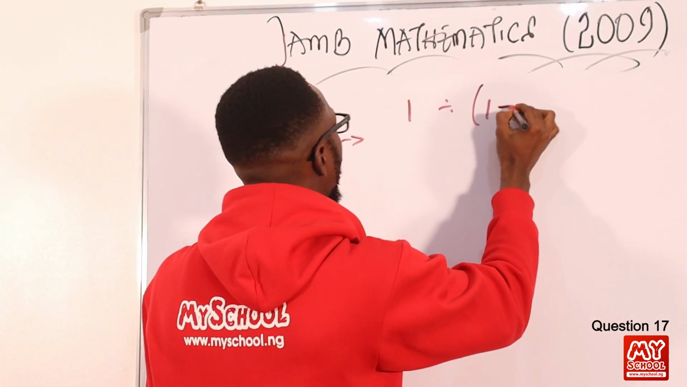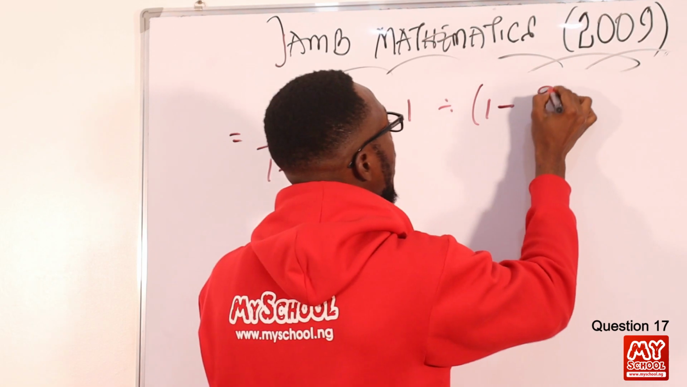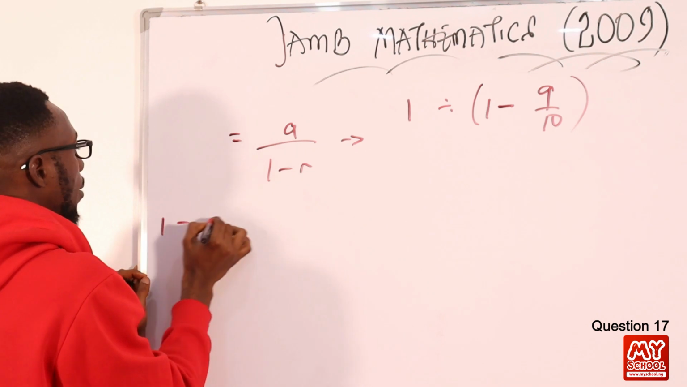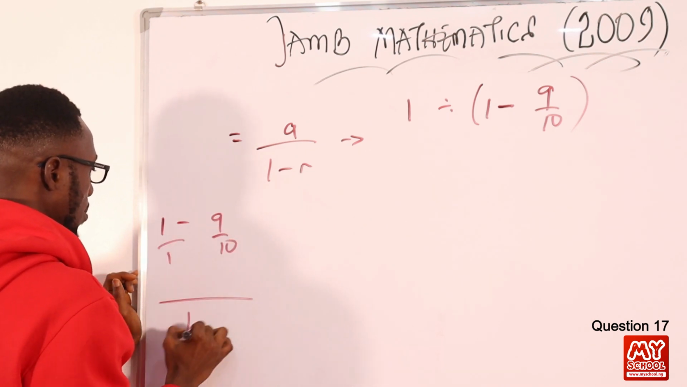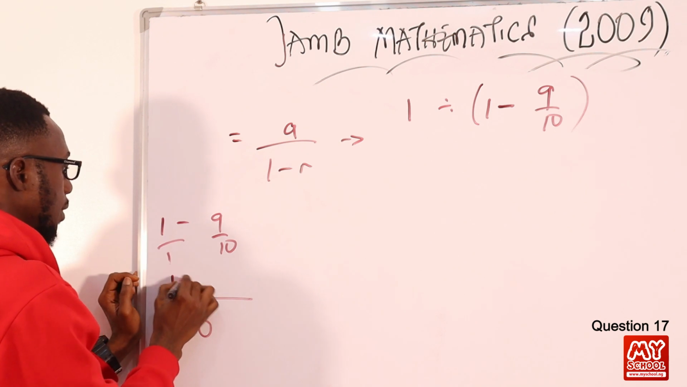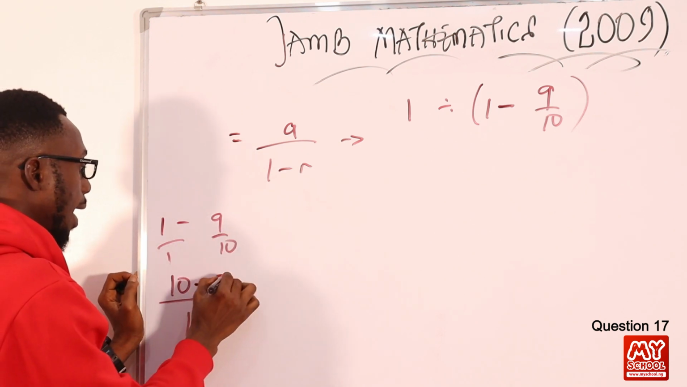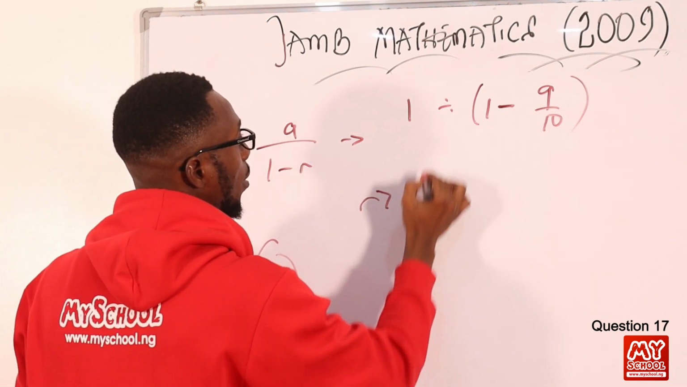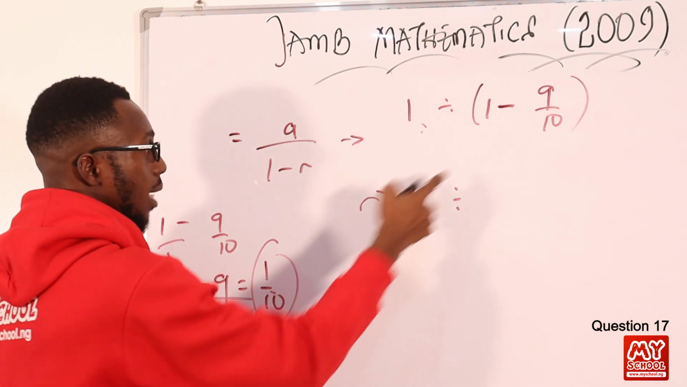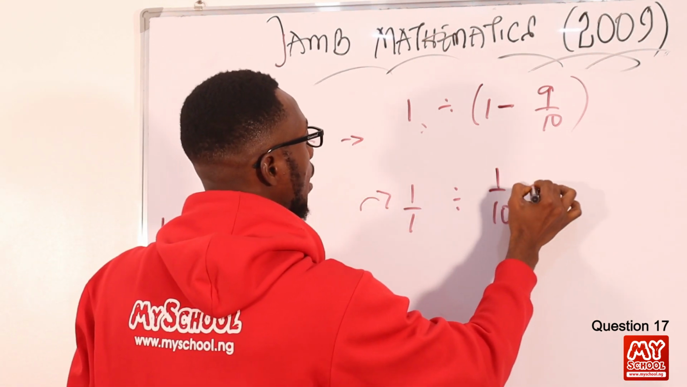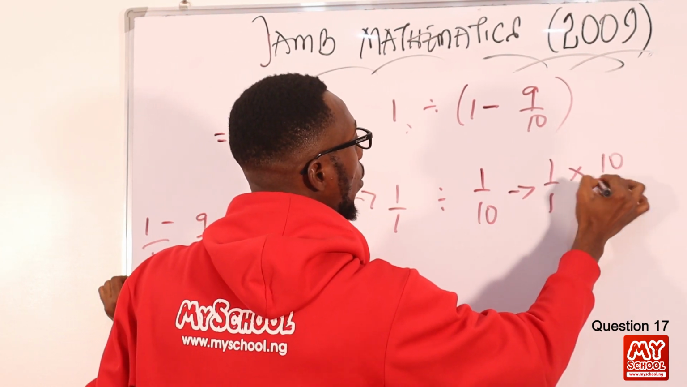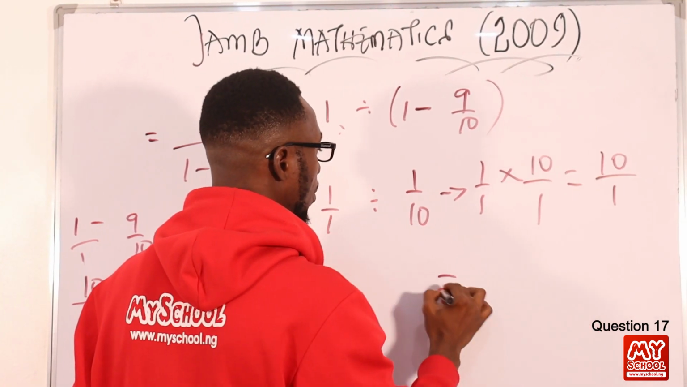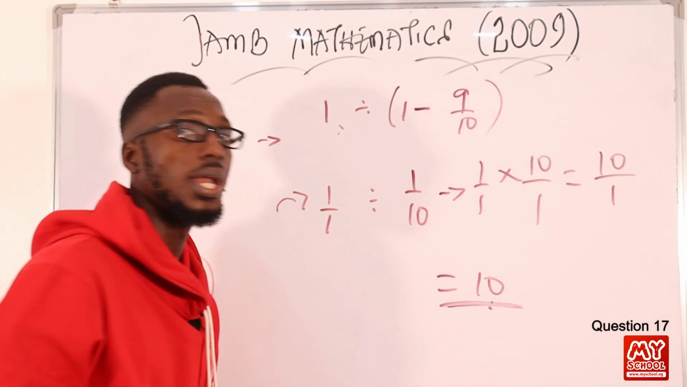So I have 1 minus, my common ratio r is 9 over 10. If I find the LCM here, 1 minus 9 over 10, over 1, LCM is 10, 1 in 10 is 10, times 1, I have 10, 10 in 10 is 1 times 9, I have 9. So basically I have 1 over 10. So what I should have here is 1 over 1 divided by what I got from the brackets, 1 over 10, that implies 1 over 1 times 10 over 1, so 10 over 1, I have 10. So the sum to infinity, we have 10.